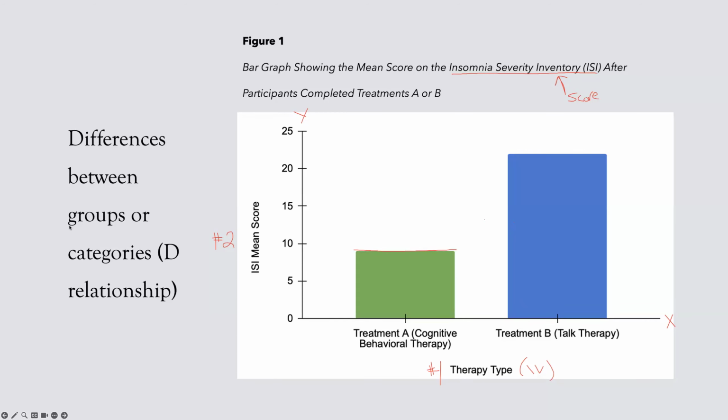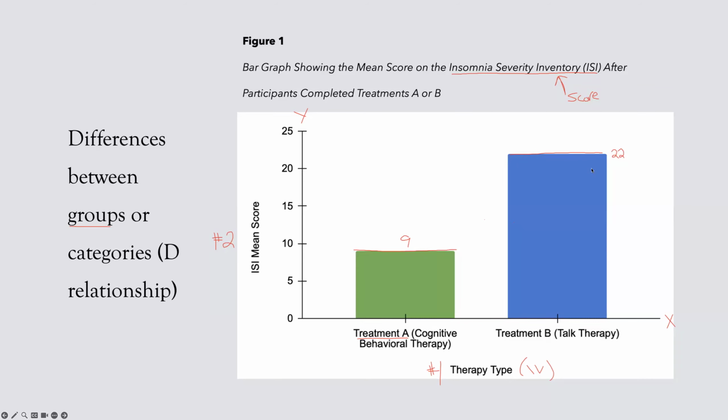And so this is our group or category, right? This is group one, our treatment A. We can see that it looks like it's a 9. So 9 is the mean. And then here we have the mean of the other group, and that looks like probably a 22 about.